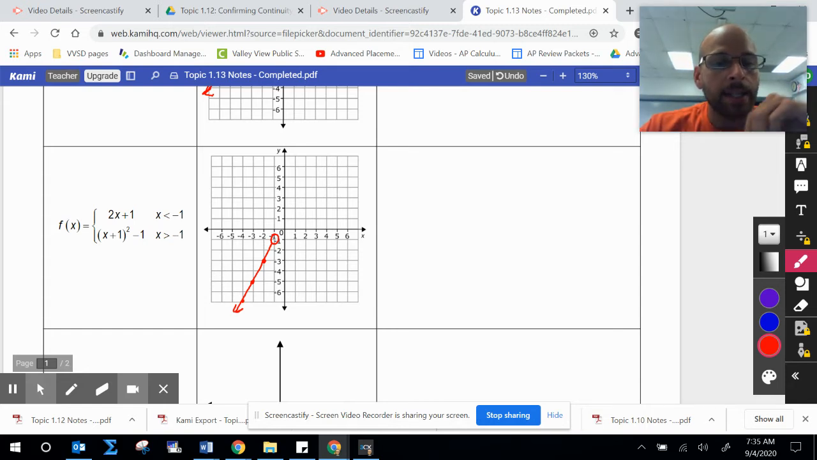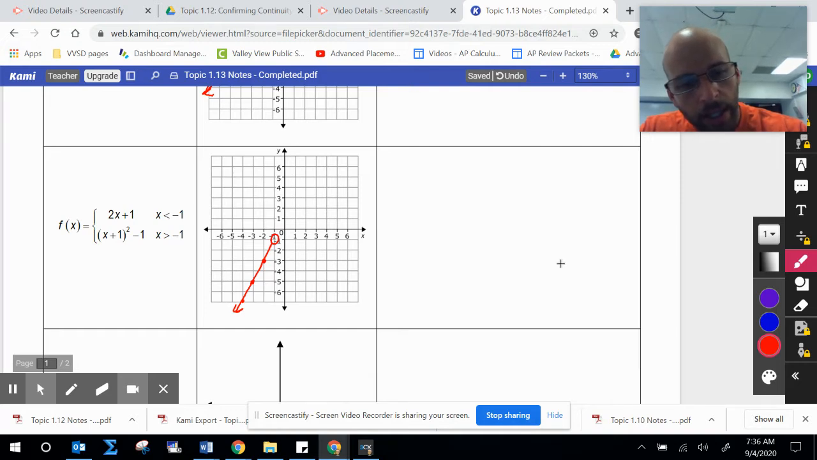Now the right side is going to be a quadratic. It's going to be a quadratic shifted left 1, down 1. So it's actually right where that point is. And if I plug in 0, I get 0. So it looks a little something like this.